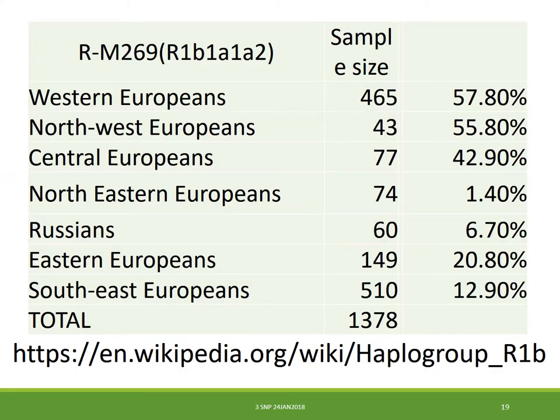When you look at the division in that M269, there's a lot of people in that area. And you can see the Western Europeans, 57% of them in that group. Northwestern are 55% of them, and all the way down the list. In this particular study, there were 1,300 people. And you can go to the website wikipedia.org to see more charts like this and the breakdown of the various groups.